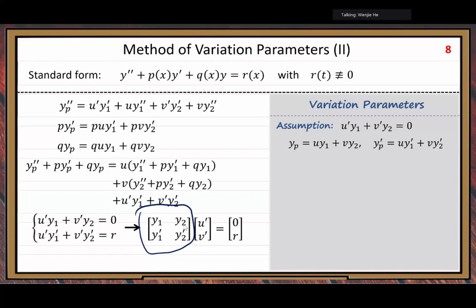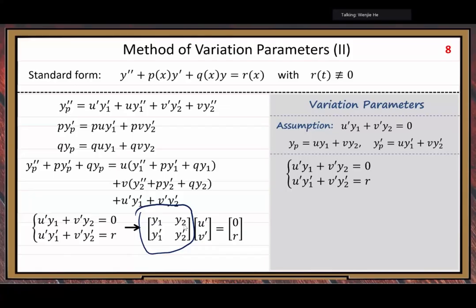Yeah. It's the definition. If you calculate the determinant of this matrix, the Wronskian of two linearly independent functions must be non-zero, right? If the determinant is non-zero, then this matrix is invertible. That's the condition for an invertible matrix. So that's our basic linear algebra knowledge.